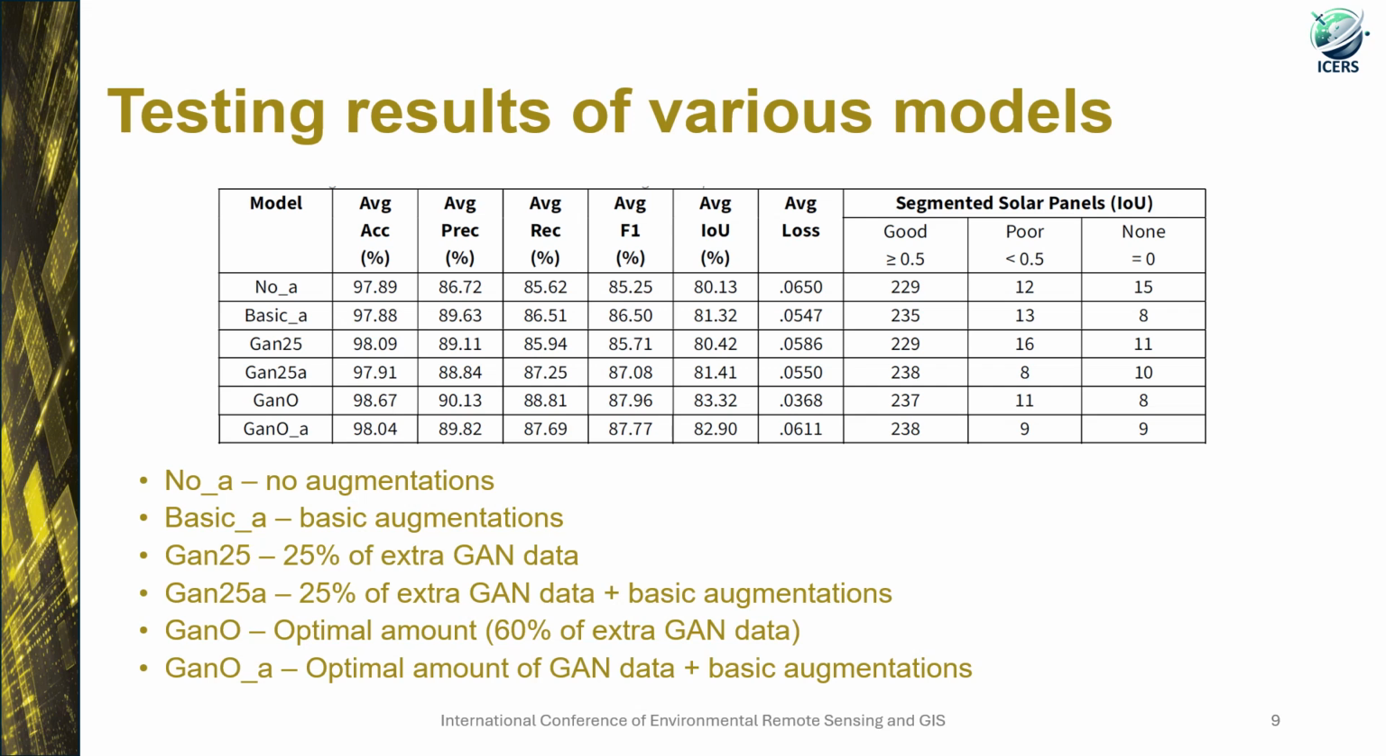Based on the intersect over union metric, which is important in determining the percentage of correctly segmented solar panels, the 256 images in the testing subset were categorized by good segmentation, at least 50% of the solar panel found, poor segmentation, less than 50% of the solar panel found, and by no solar panels found. The model GAN optimal, trained with an additional optimal amount, 60% of GAN-generated data, also correctly segmented more solar panels in remote sensing images compared to the baseline model. Notably, the application of basic data augmentations for models trained with additional GAN data did not result in improvement of all metrics, likely indicating training challenges of augmented synthetic data.